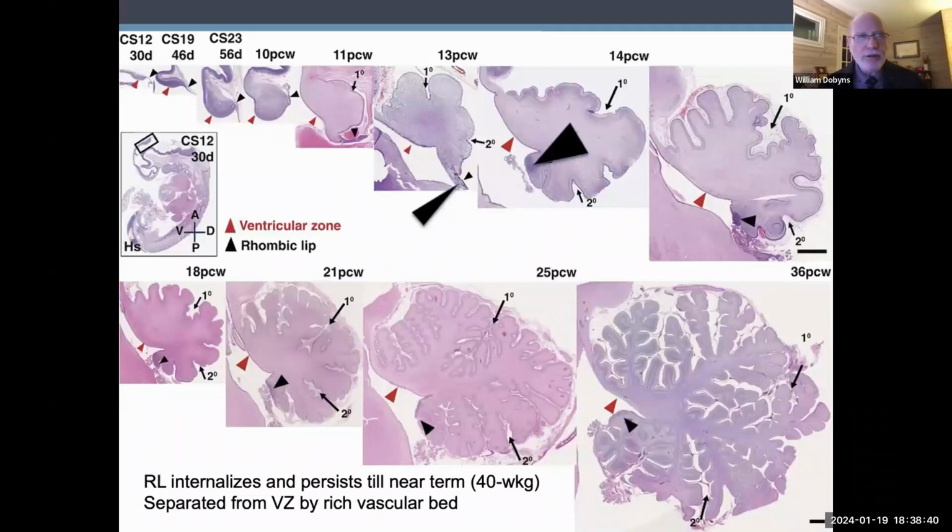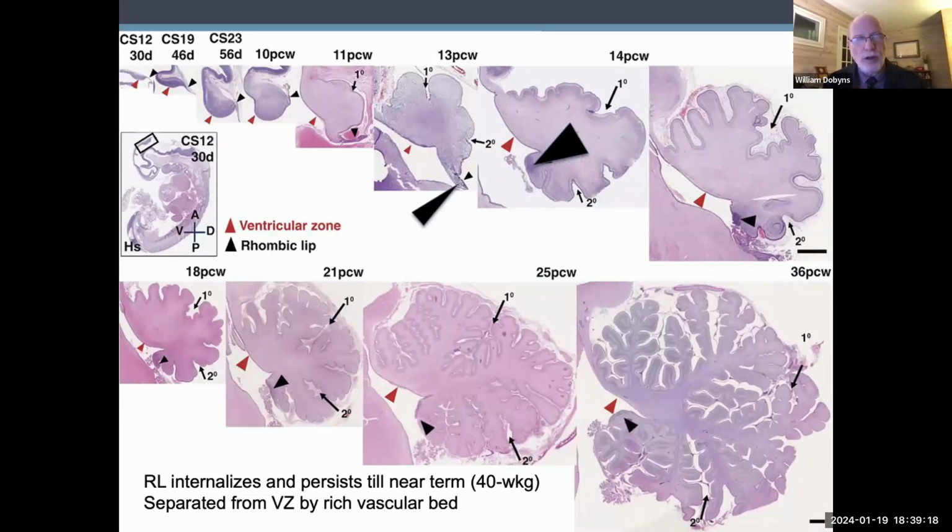In all other mammals, including lower primates, especially the macaque, the rhombic lip disappears about 1/3 of the way through pregnancy. And that was the accepted development for humans as well until this paper. Here, what this shows is that between 13 and 14 post-conceptual weeks, the rhombic lip does not disappear, but rather becomes internalized into the lower cerebellum, in particular, the lower portion of the posterior lobe of the cerebellum. And it persists till almost term.